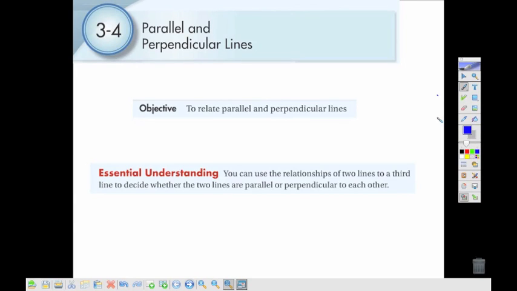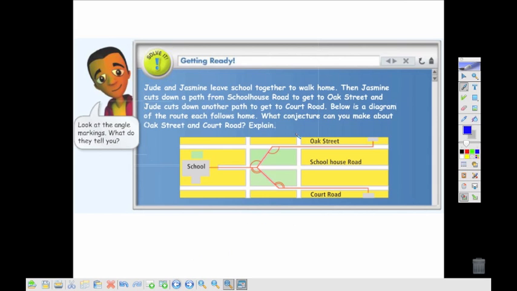Section 3.4 is looking at the relationship between parallel and perpendicular lines. So we want to find the relationship between parallel and perpendicular lines. The important thing is that we're going to use the relationship of two lines and see how it relates to a third line to make decisions about whether or not they're parallel or perpendicular.